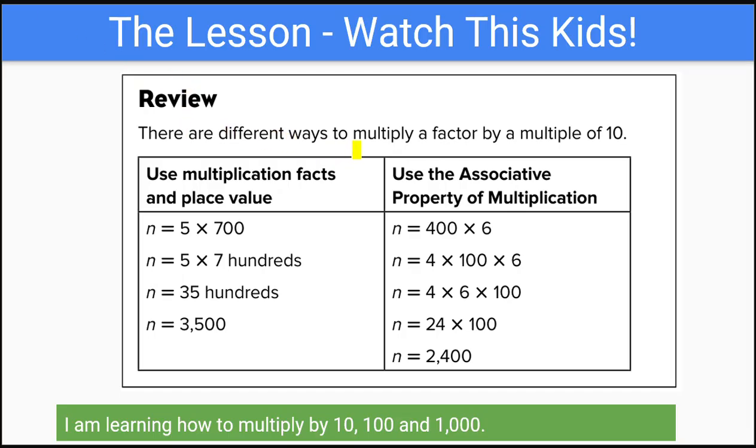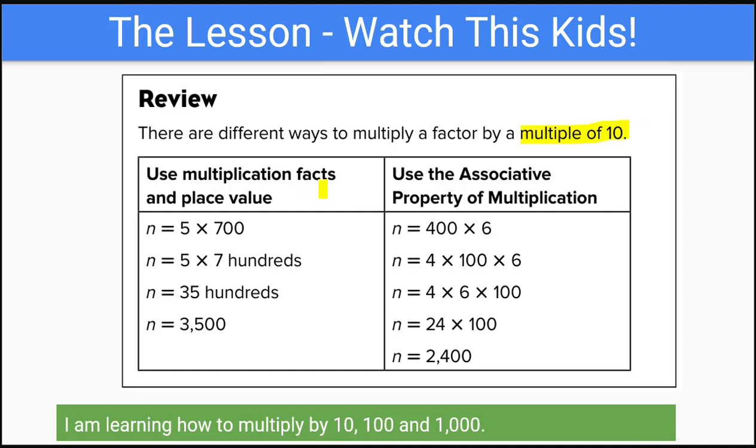It says there are different ways to multiply a factor by a multiple of 10. And when they say multiple of 10, if you skip count by 10, we're talking about 10, 100, 1,000, stuff like that, okay? Multiples of 10 would really be 10, 20, 30, 40, 50, 60, 70, like that. But of course, you come across 100 and 1,000 and stuff. Things that end in 0 is what they're talking about.